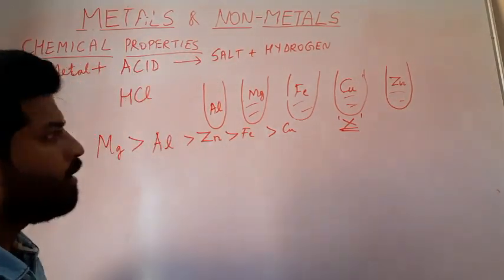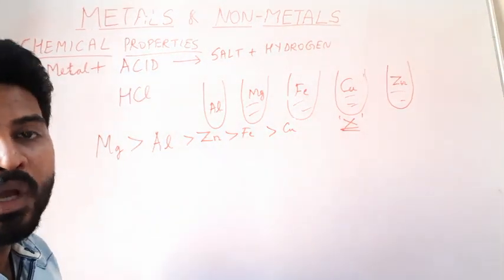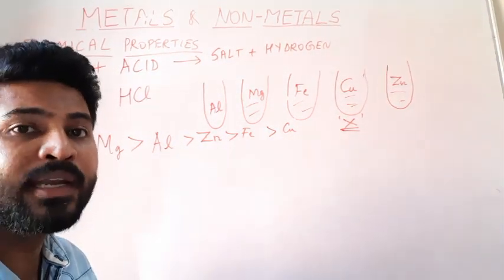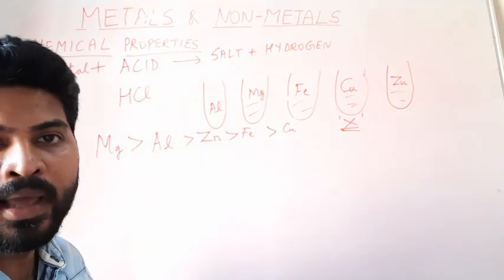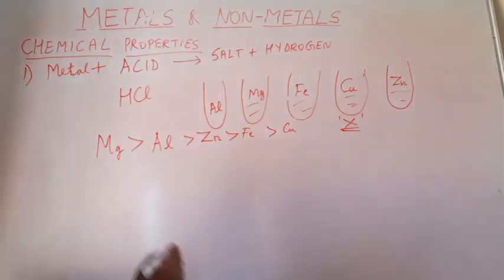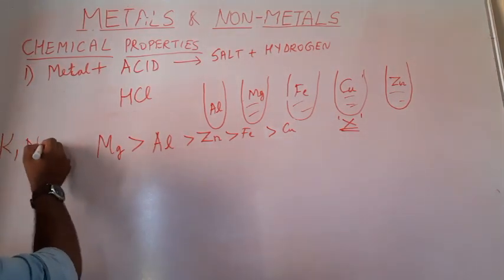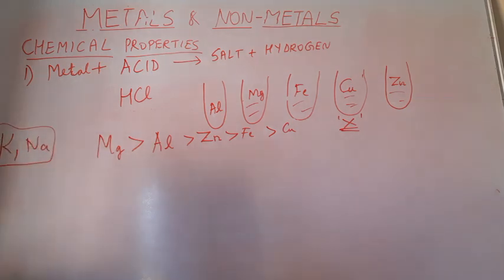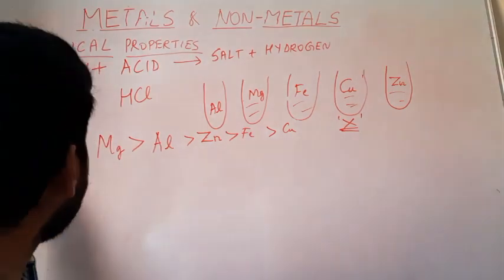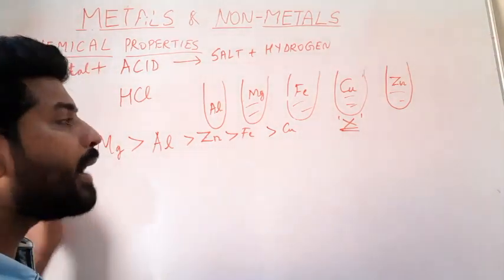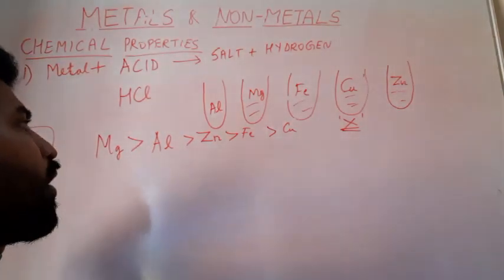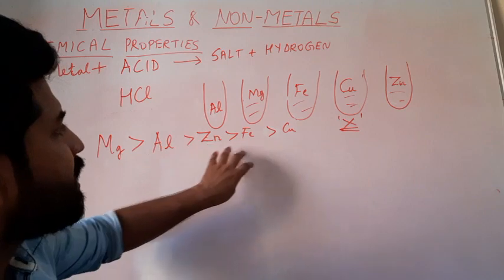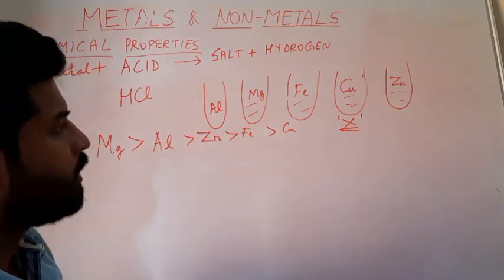Potassium and sodium should not be used for this experiment, because potassium and sodium, as you know, are reactive even with cold water. So if you make them react with acids, there will be an explosion. So we do not use potassium and sodium. It is taken for granted that potassium and sodium are highly reactive. So we are beginning to see a pattern in the chemical reactivity of different metals, potassium and sodium being more reactive, followed by magnesium, aluminium, zinc, iron, copper, etc.